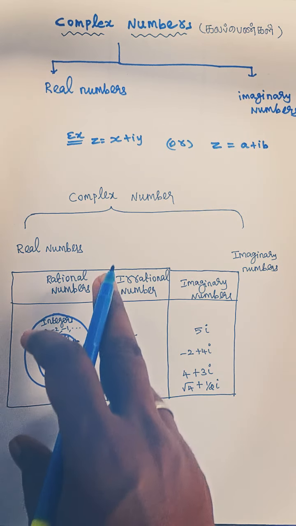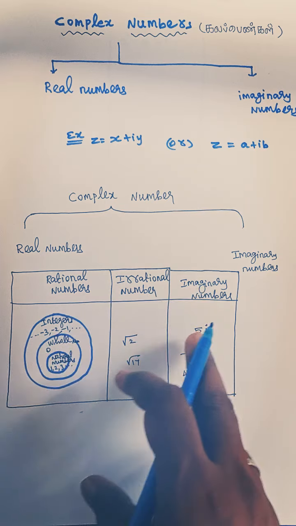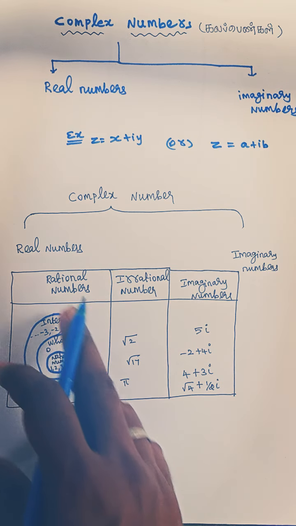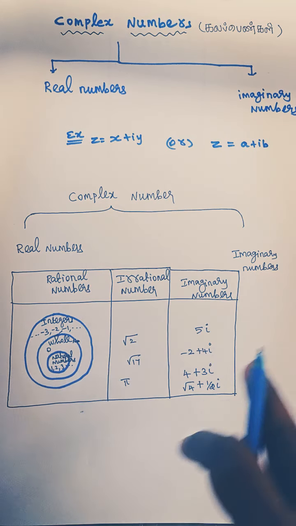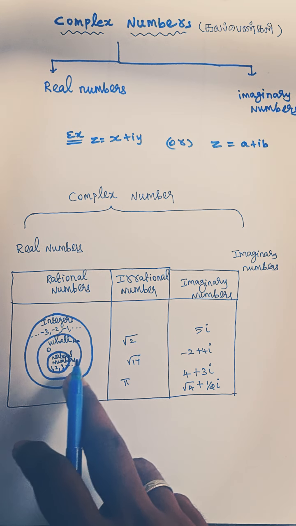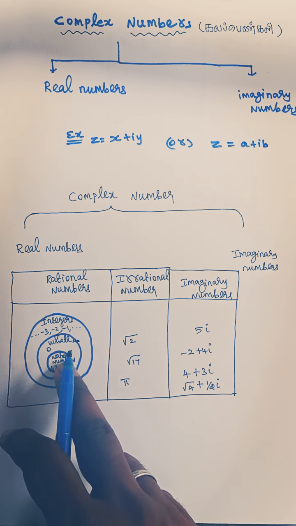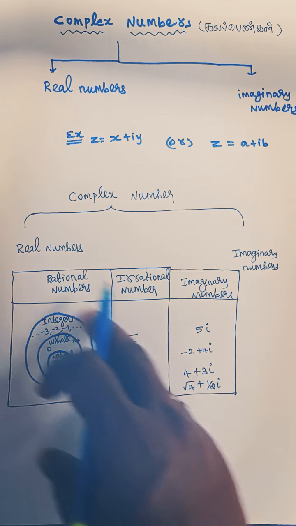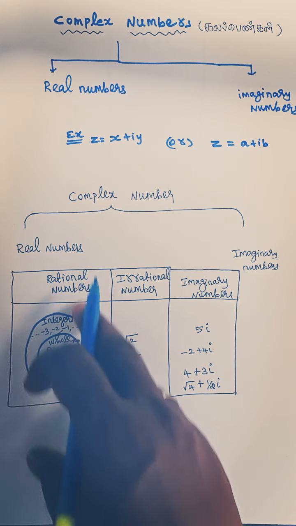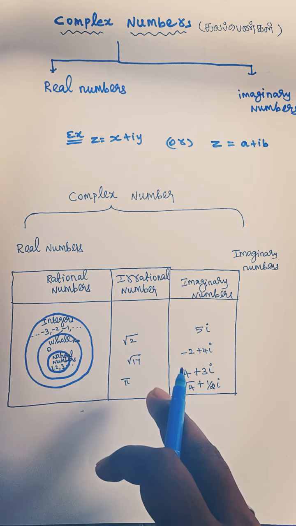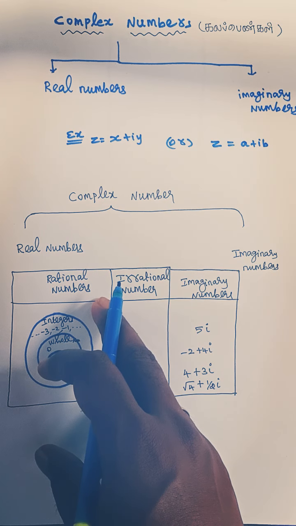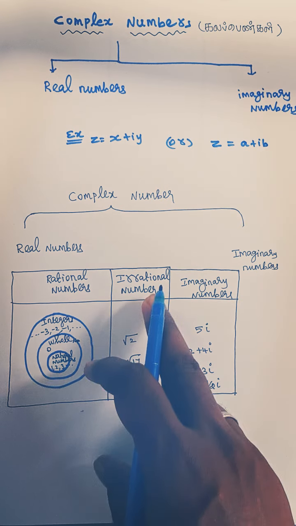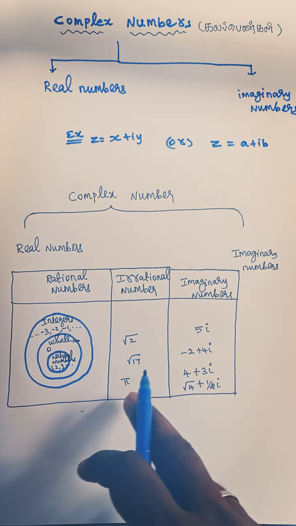So complex number, there are two categories, the structure of a fundamental example, a real number and imaginary number. So diagram, a natural number, whole number and integers. So in this column, the rational number. So rational number and irrational number. Irrational number means root 2, root 17, pi.